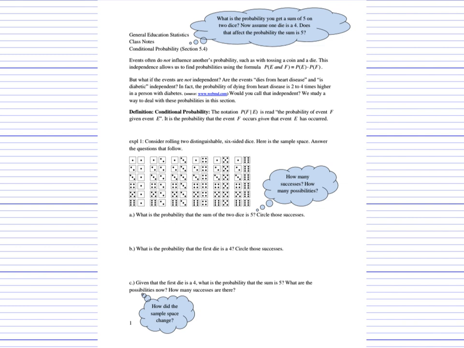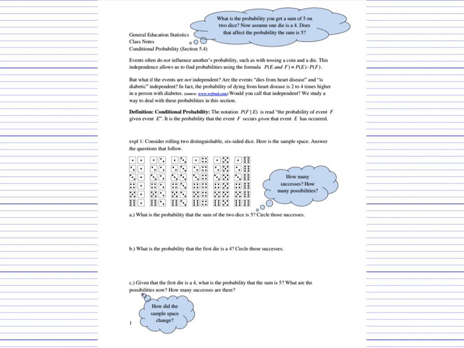Conditional probability is about saying some event is known to have already happened. Now, what's the probability that some other event also will happen? So we're finding the probability of an event on the condition that some other event has already happened, right? So let's look at a couple examples there at the very top of the screen in our thought bubble.